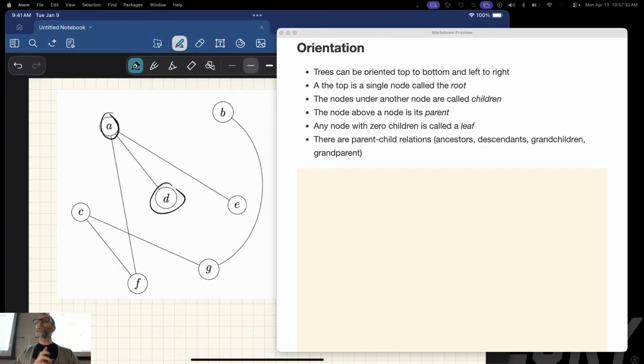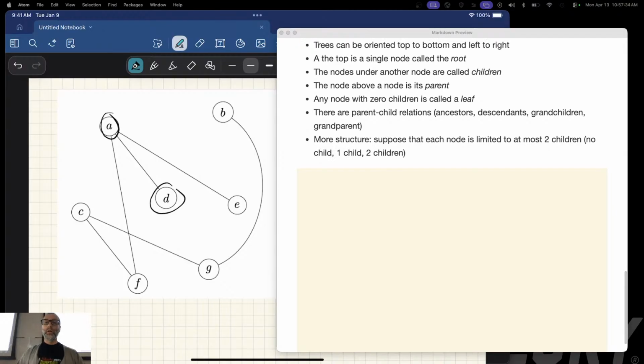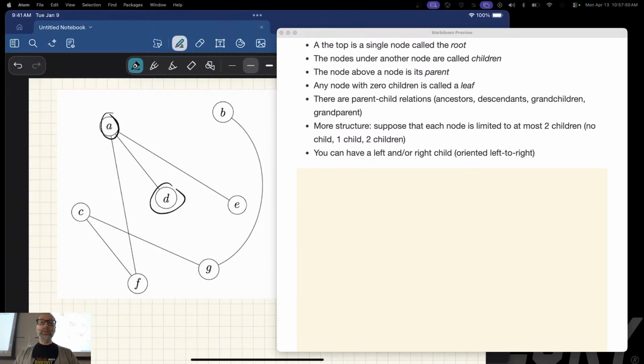So what we're going to do is limit the number of children. Suppose that each node is limited to at most 2 children. In other words, you could have 0 children, in which case you are a leaf. You could have 1 child, or you could have 2 children. Not only that, but we're going to orient them left to right. You can have a left child and or a right child oriented left to right. That means that you have 4 possibilities. You could have neither child.